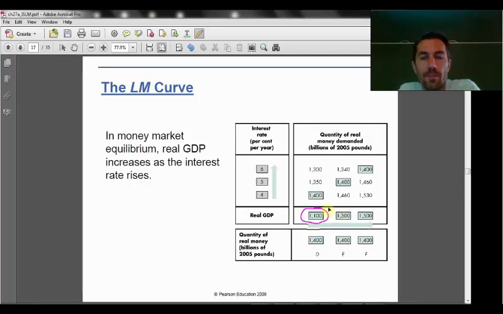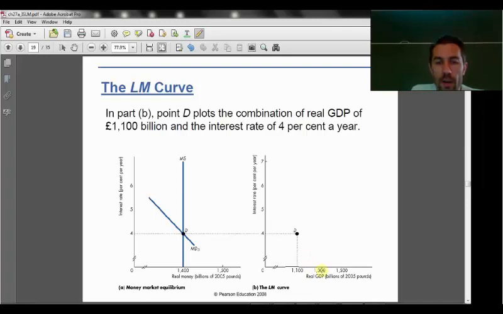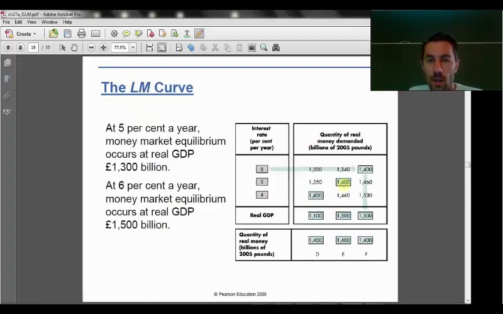At a level of GDP of 1,100, given different interest rates, we're going to have different quantities of money demanded. Look at our initial level of GDP, 1,100. That corresponds to our money demand curve, MDD. At an interest rate of 4%, we have a quantity of money demanded of 1,400. At an interest rate of 5%, let's take a look, 1,350. You happy with that?